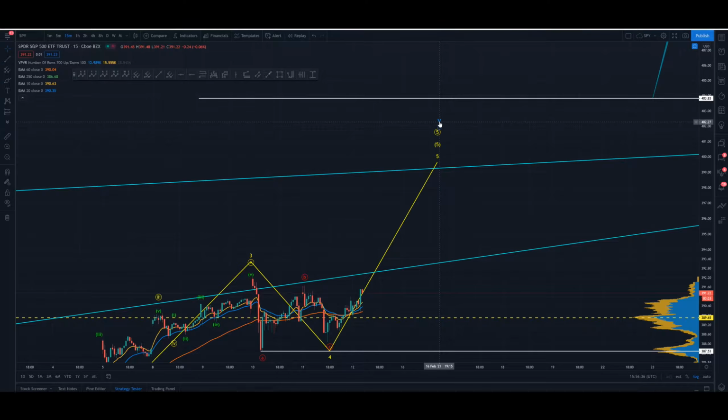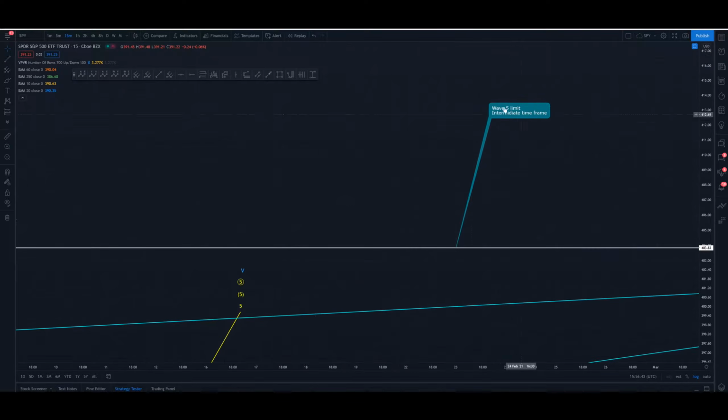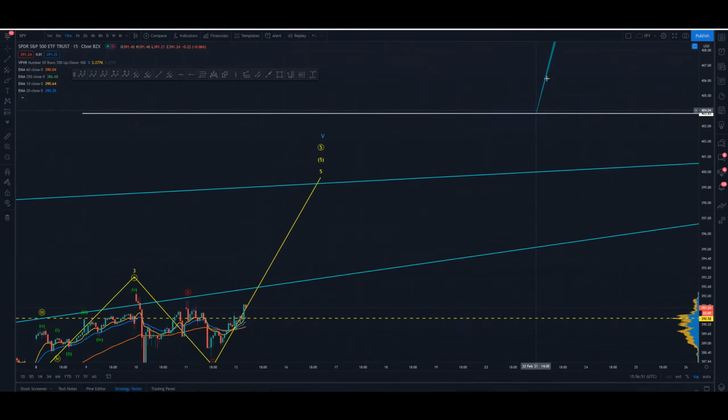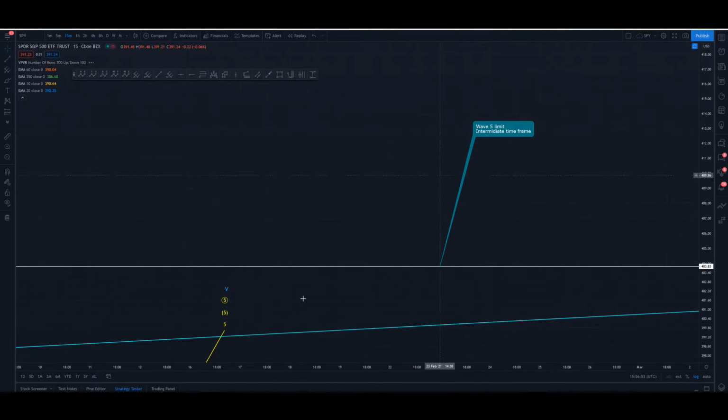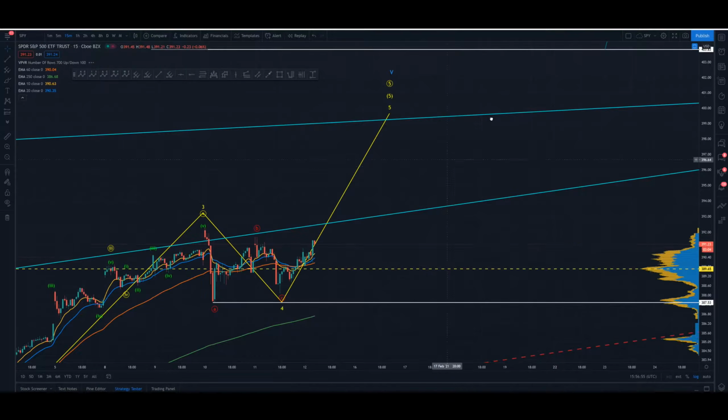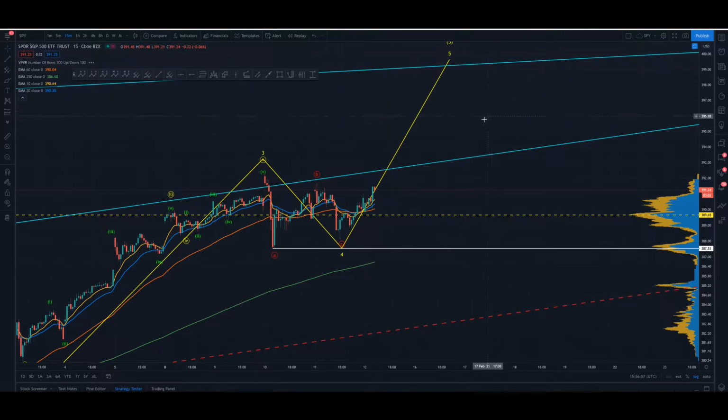So I think that we get one little last push to get to the top of this fib channel, and that would have a better relationship with our wave 5 intermediate time frame limit we've got up here at 403.83. That's why our intermediate time frame is calling for our wave 5 limit. Why is that? Because the 3 on the intermediate time frame was shorter than the 1, and therefore the 5 can't be longer than the 3, and so on and so forth.